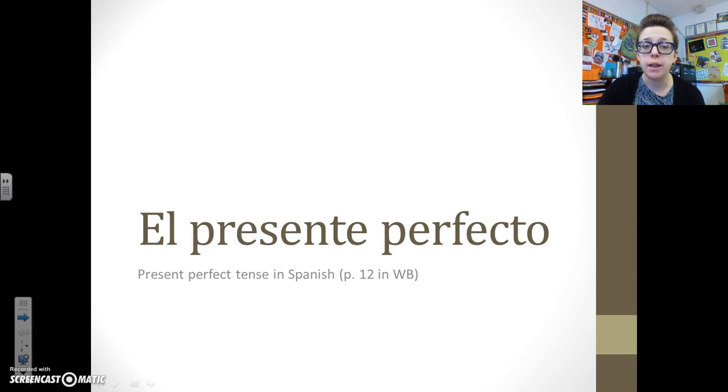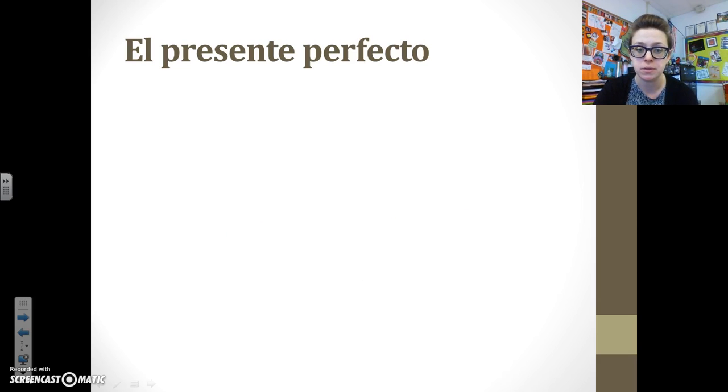Today's lesson is over el presente perfecto, or present perfect tense in Spanish. You can take these notes on page 12 in your yellow workbooks.